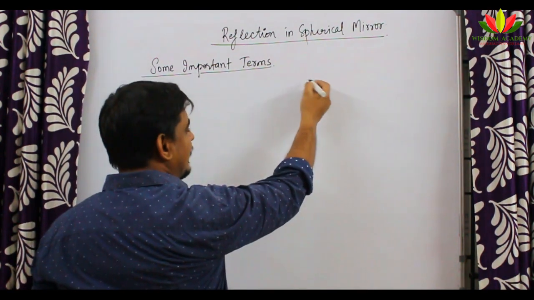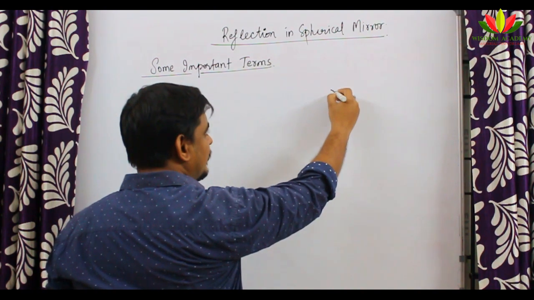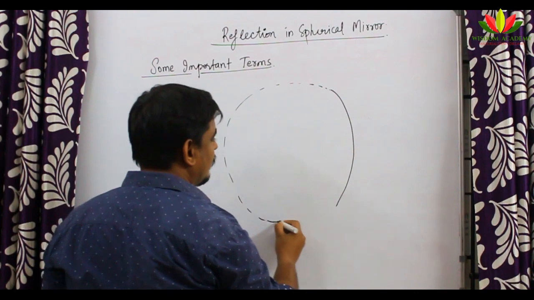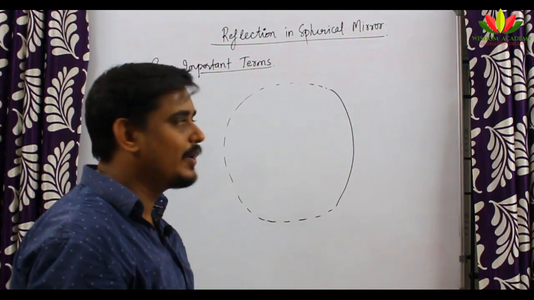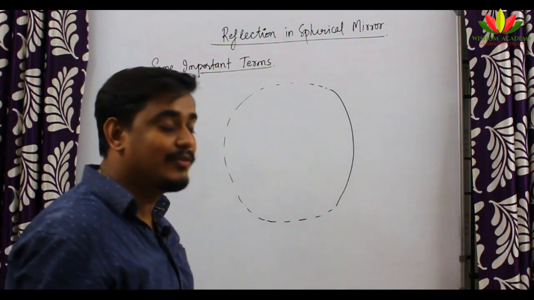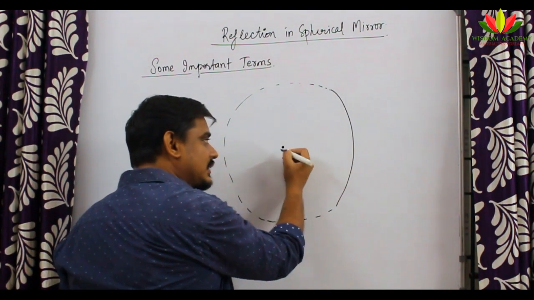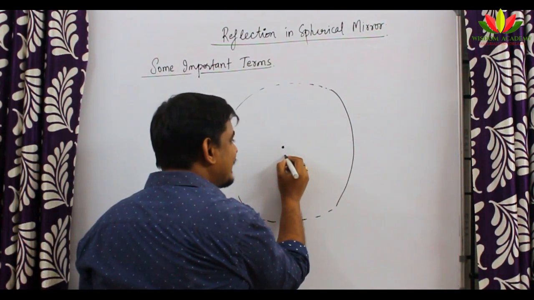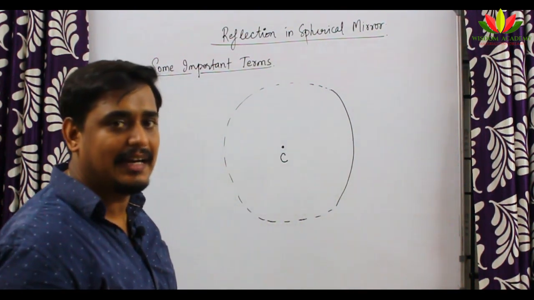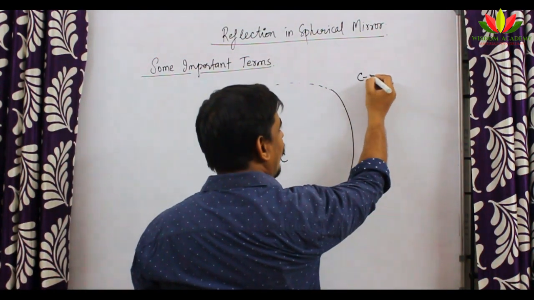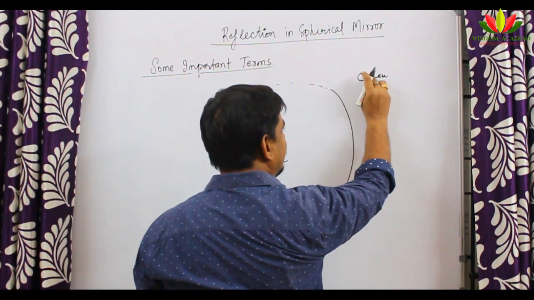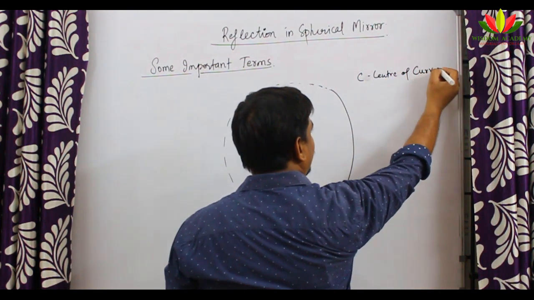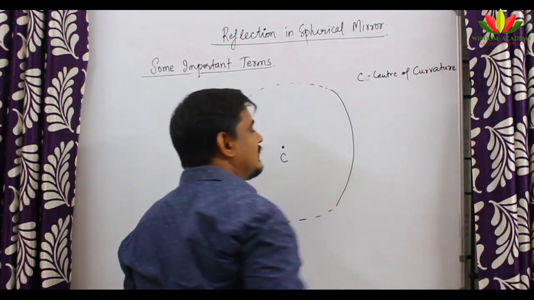Any spherical mirror, like this one, is derived from a sphere of glass. So whenever there is a sphere of glass, there will be a center for it, isn't it? Any sphere will have a center. That center is known as the center of curvature. I will write C for the center of curvature, right.